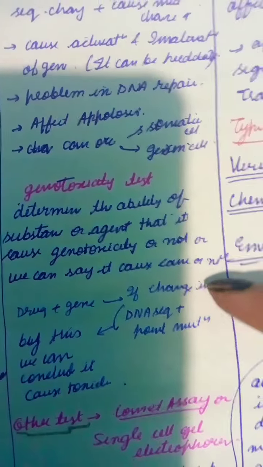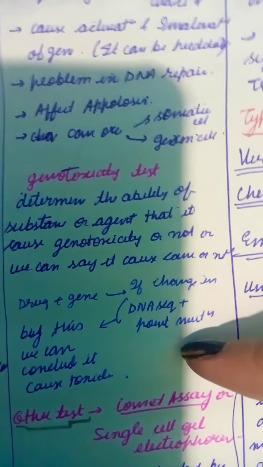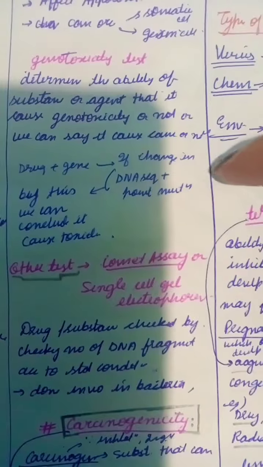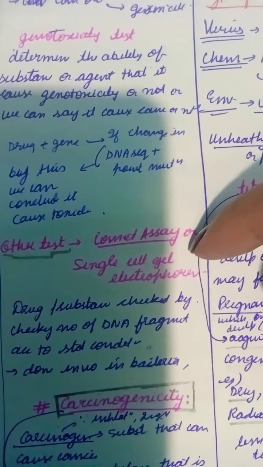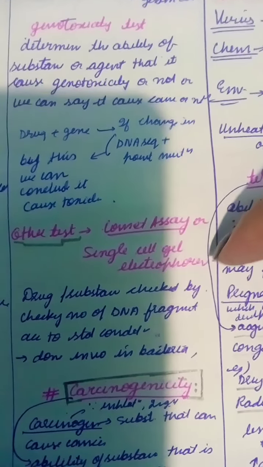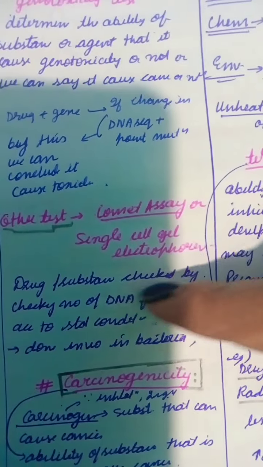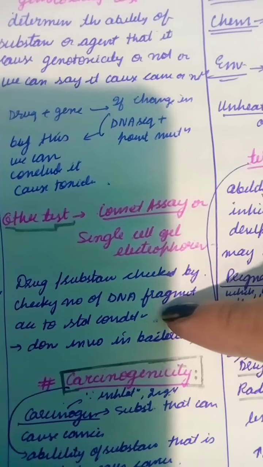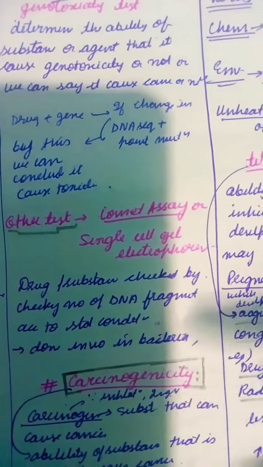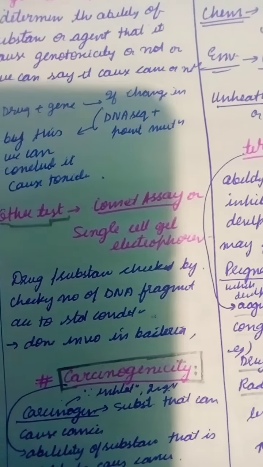If a drug plus gene changes the DNA sequence or causes a point mutation, anything like that happens, by this we can conclude that yeah, it is a genotoxic substance. Other tests include the comet test or single cell gel electrophoresis, in which a drug or substance is checked by the number of DNA fragments according to standard conditions. It is done in vivo in bacteria.